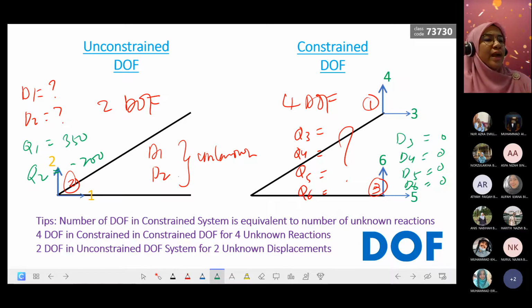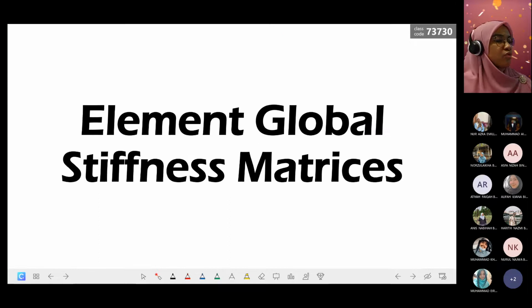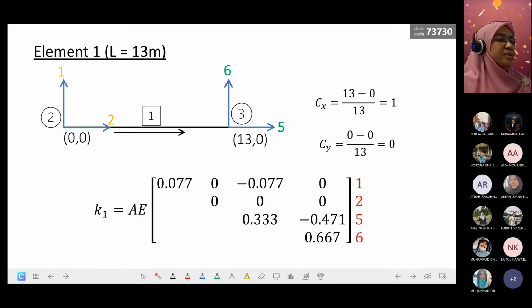So between Q and D for each system, dia ada condition dia always opposite. Satu unknown, satu lagi known value. In constraint system, whenever Q become unknown, D jadi known value. So what is the value? 0. Okay, 0. So kena faham yang ni. Faham yang ni important. Kalau yang ni faham, insyaAllah boleh buat sampai habis. Okay, so this is the free body diagram, dah betulkan. Okay, this is the right one. Okay, so we move to element global stiffness matrices.